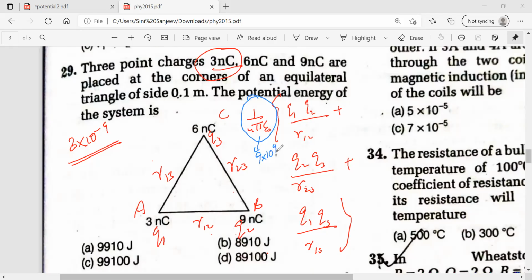Okay, suppose if you're worrying about the final answer, it is not an epsilon naught. 1 by 4 pi epsilon naught value is 9 into 10 power 9. I want you to substitute everything and let me know the answer first. You can just message me in Zoom chat. This one.